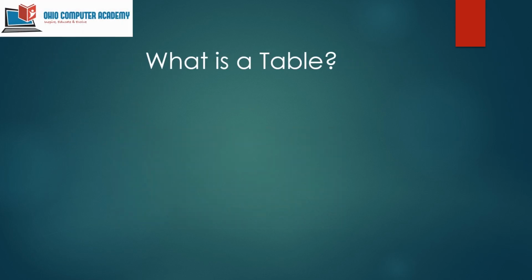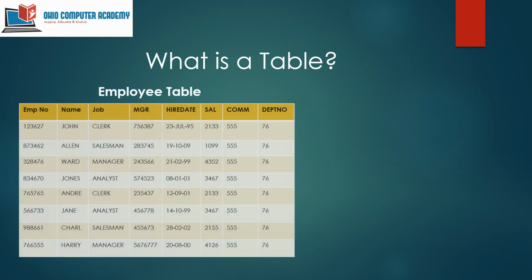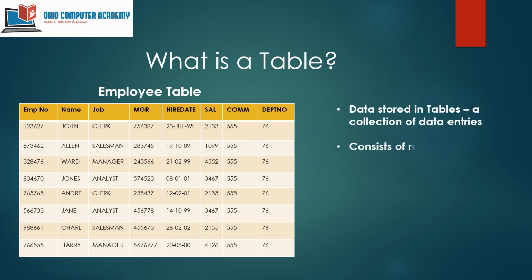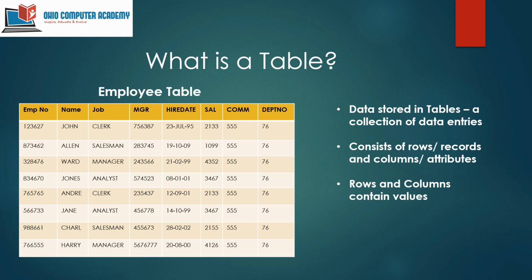Let's look into a table in detail. A table is the main object in a relational database inside which all the data reside. It is a collection of data entries consisting of rows or records and columns or attributes. Rows and columns contain values pertaining to the table. Here we see an employee table, which is used to store employee records.